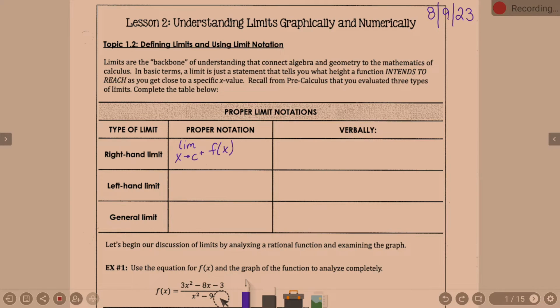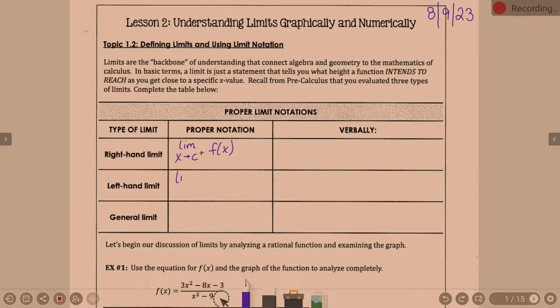of f of x. So what that is, you have limit as x approaches c plus, as in it's a little superscript, like an exponent almost, but that plus says from the positive side. Well, the positive side is the right side, right? And then f of x is the function.